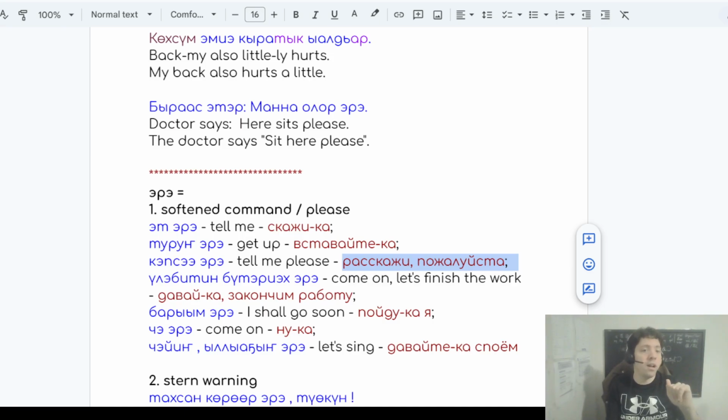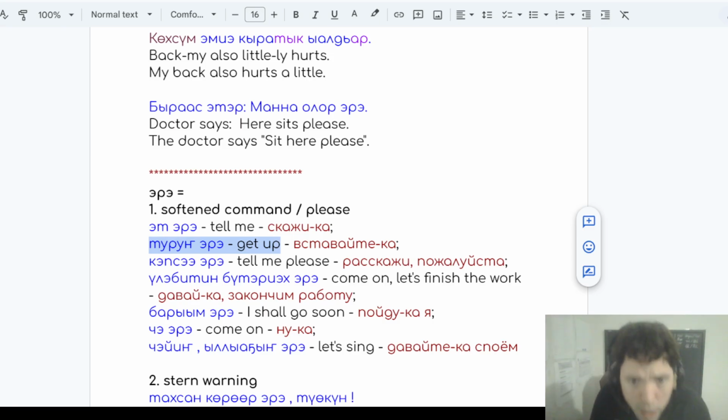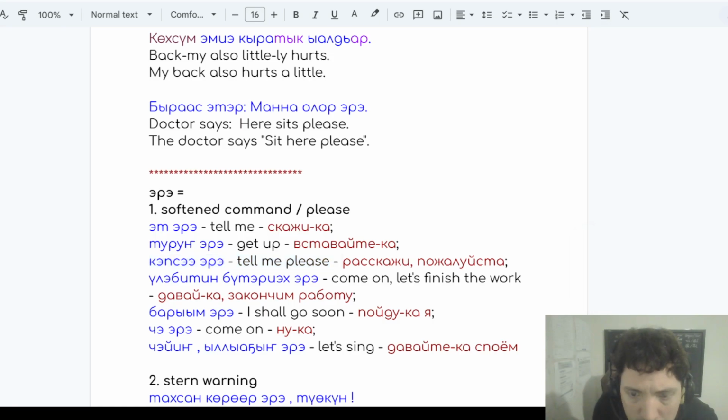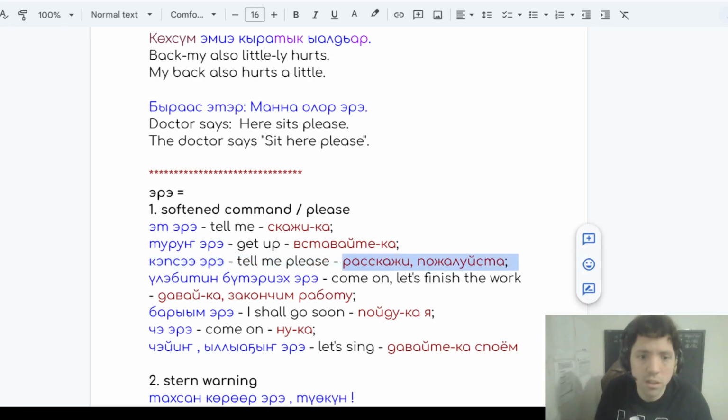So ere can have different meanings. One meaning is a softened command, as in please. So like ere, tell me. Turung ere, get up. Kipse ere, tell me please. I'm not going to read all the Russian. It's too hard for me right now, and I don't want to confuse people.